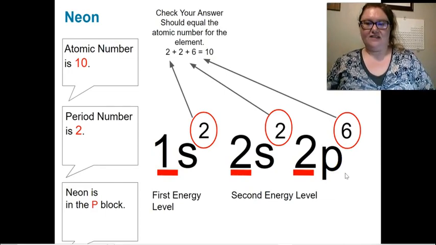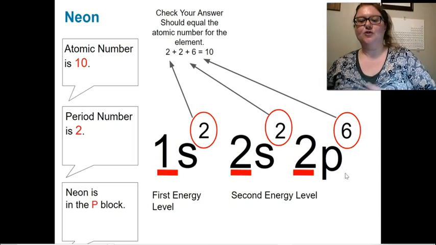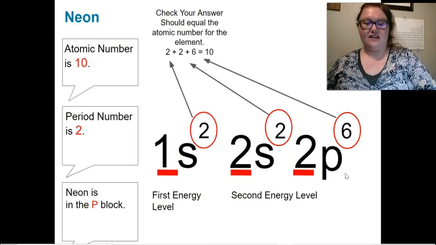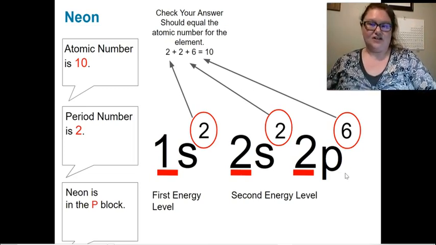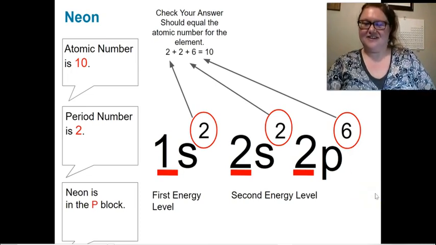1s2, we went through that section. There are 2 electrons that live there. 2s2, we went through this section. 2 electrons live at that location. And then 2p6, there are 6 electrons total at this location. Altogether, all 10 electrons of neon have an address.